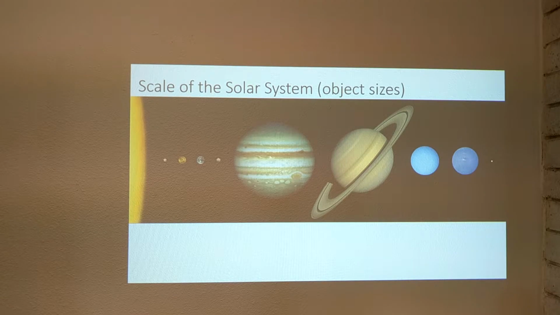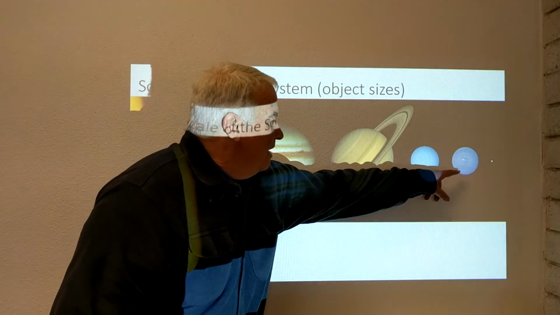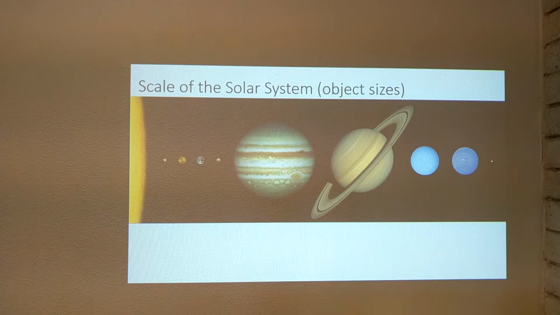Then we have Uranus and Neptune. These are called water or ice giant planets. Or sometimes just these four are grouped together and called the giant planets. As we see, all of them are significantly larger than Earth.